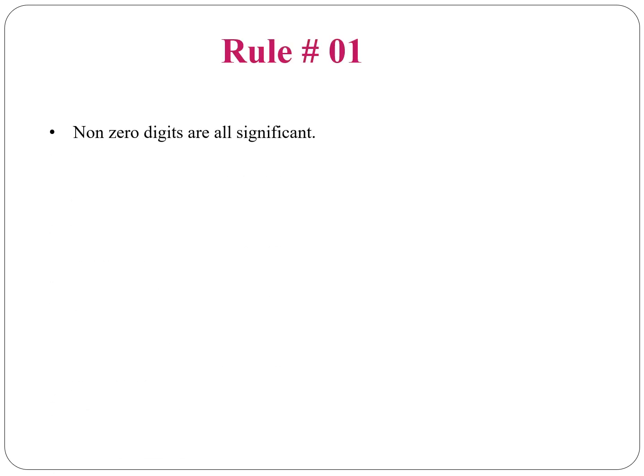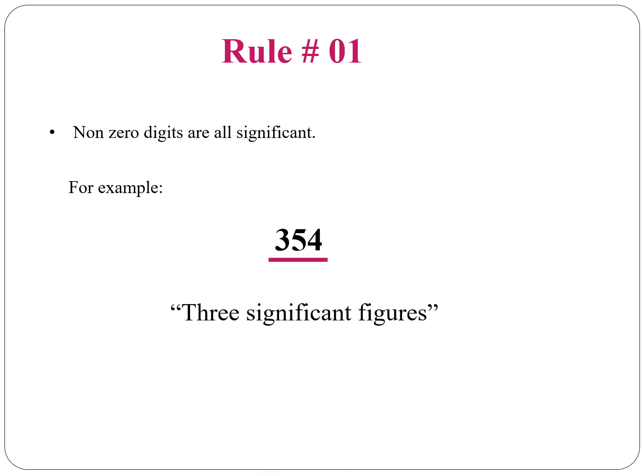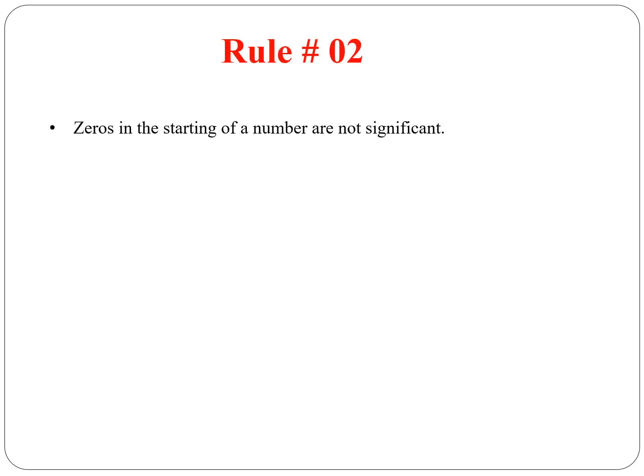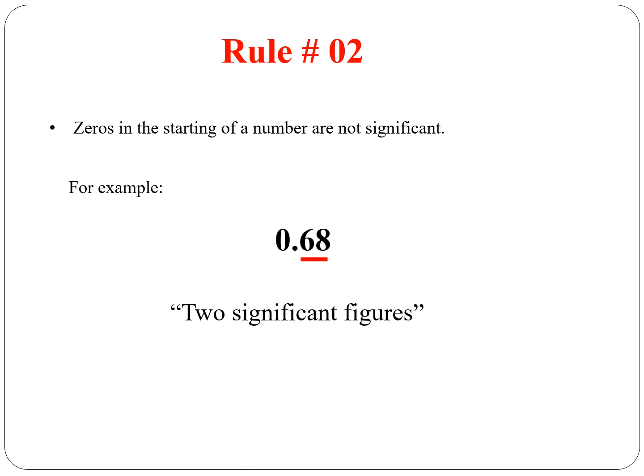Rule number 1. Non-zero digits are all significant. For example, 354 contains three significant figures. Rule number 2. Zeros in the starting of a number are not considered significant. For example, 0.68. Here are only two significant figures, that is 6 and 8.